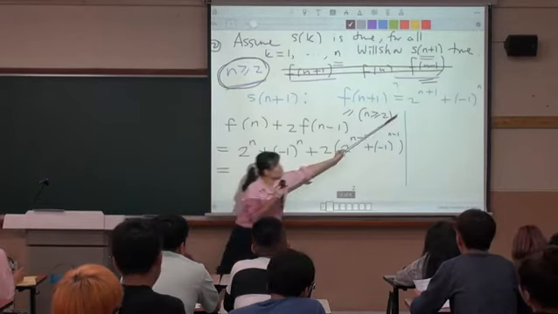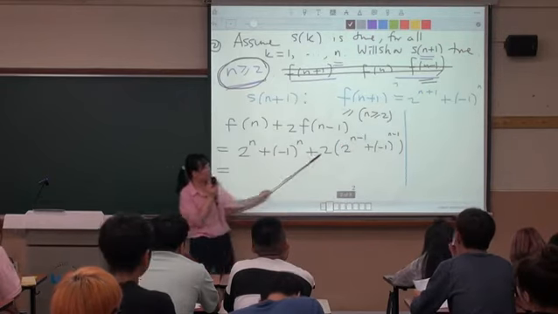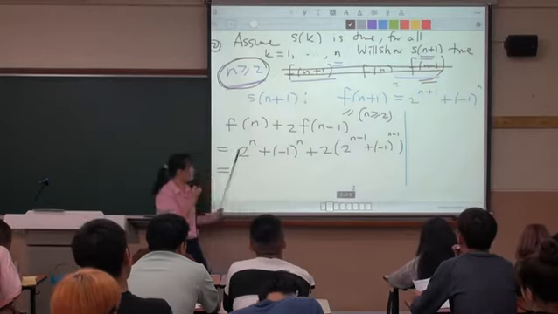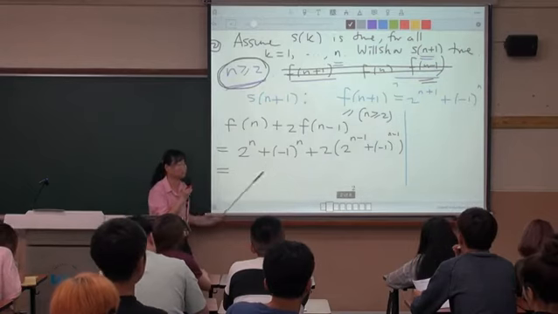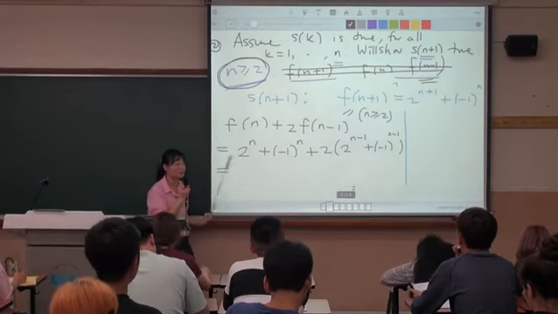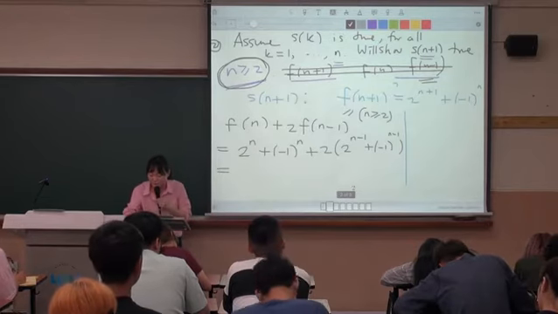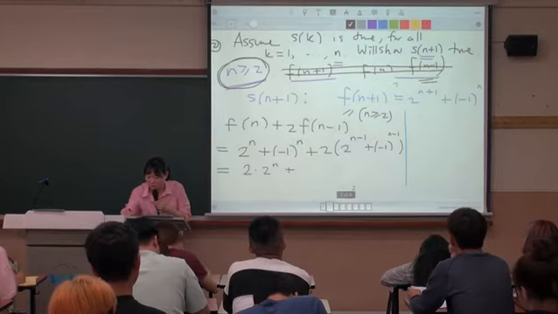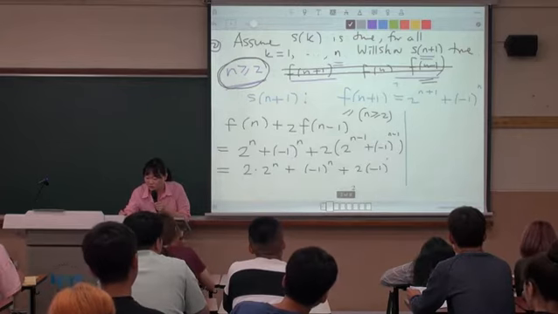I have to produce 2 to the n plus 1, right? Do you see? Here what do I get? 2 to the n, and I have 2 of those. So 2 times 2 to the n, which is 2 to the n plus 1. And then I get minus 1 to the n plus 2 times minus 1 to the n minus 1.